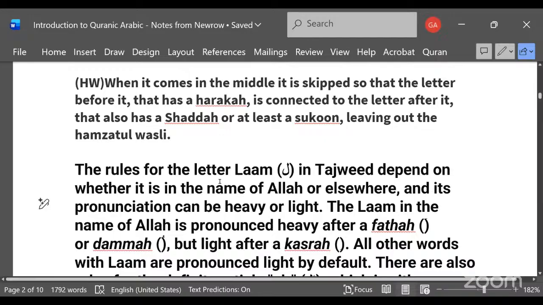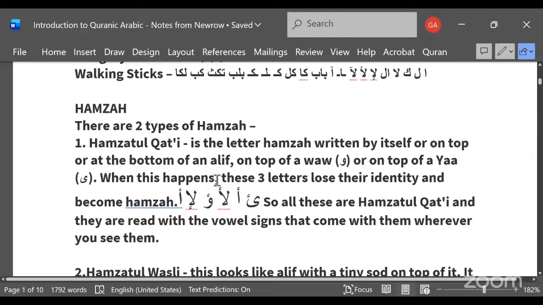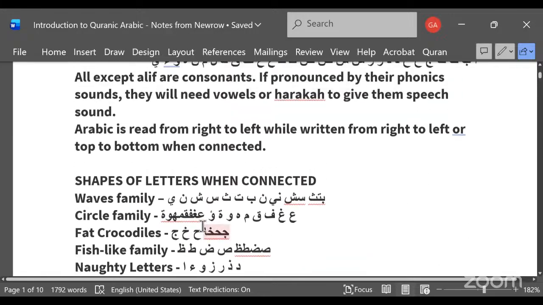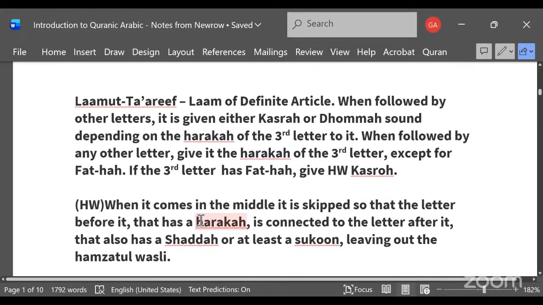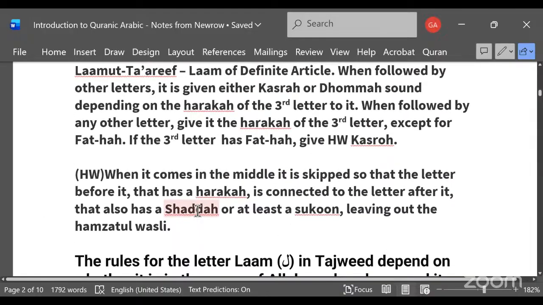All right. So where we started from is actually in discussing Hamza and Hamzatul Wasli and all that. And I think it's about light or heavy letters. You understand the part of Hamzatul Wasli? Or you want me to go over that again? No, mommy, that part is fine.